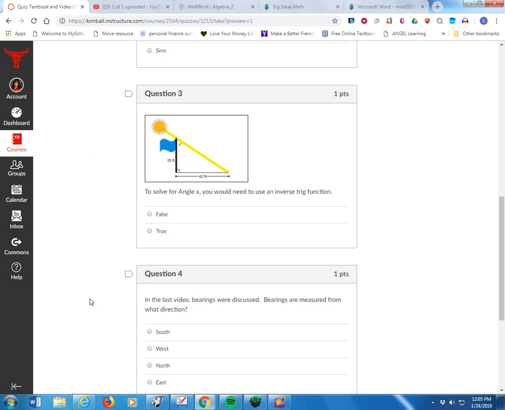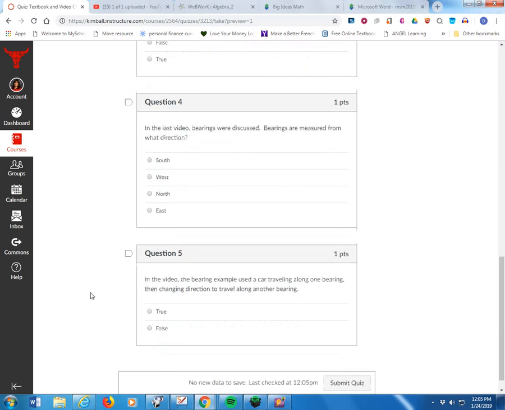In the last video, bearings were discussed. Bearings are measured from what direction? Due north. Bearings are measured from north. And then 5, in the video, the bearing example used a car traveling along one bearing, then changing direction to travel along another.